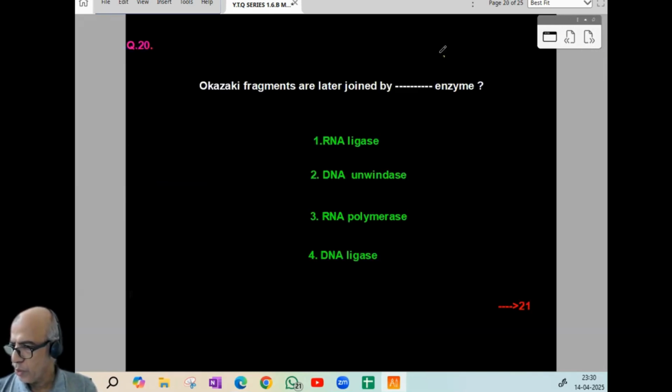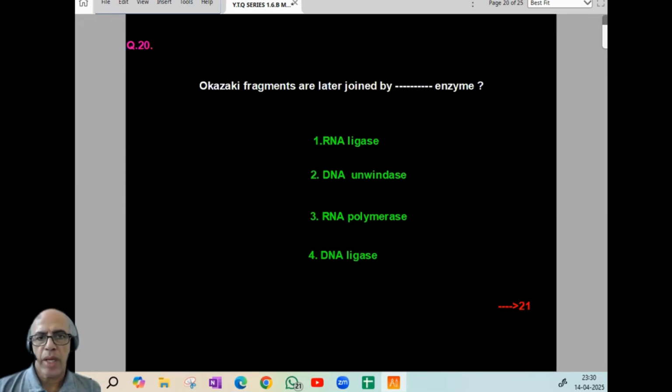Now coming into 20. Okazaki fragments are later joined by. So the joining enzyme, we know it is ligase. So the first option, ligase is there, but the prefix is different, it is RNA. So not possible. So option is 4. So check each word, just like reading NCERT line by line, through the line and between lines.